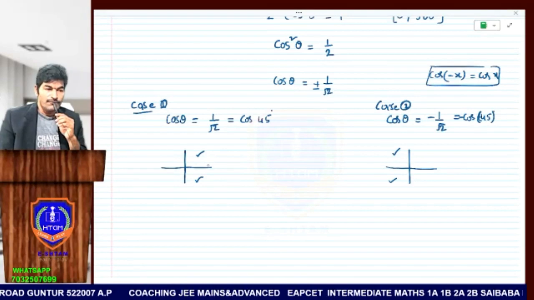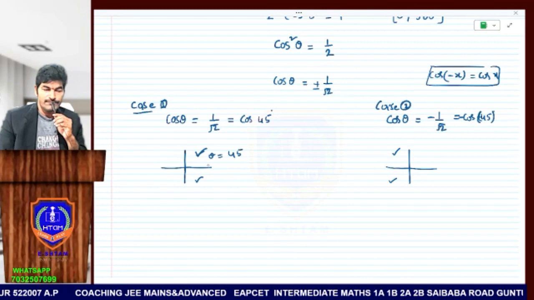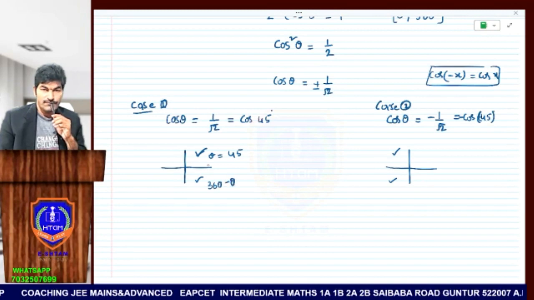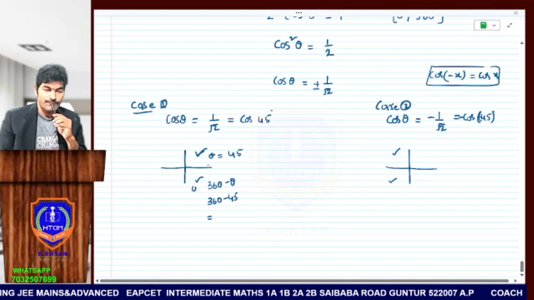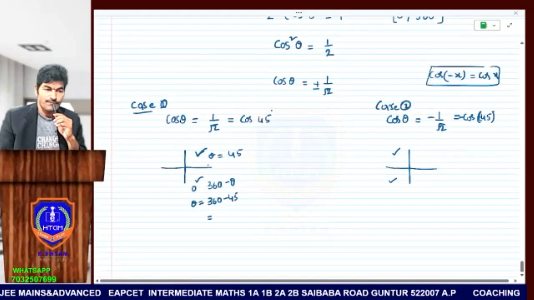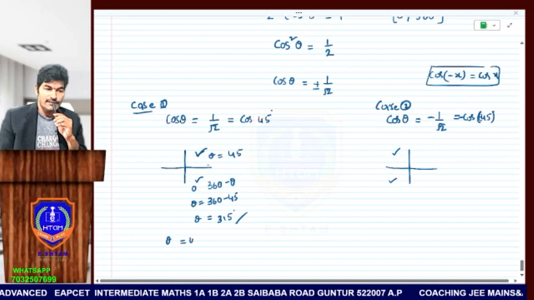Now for this case, look at the first angle. Here it was 45 degrees itself. And here it was 360 minus theta, because of quadrant 4. So 360 minus 45 degrees is how much? That will be 315 degrees. So here in this case, the answers are 45 degrees and 315 degrees.